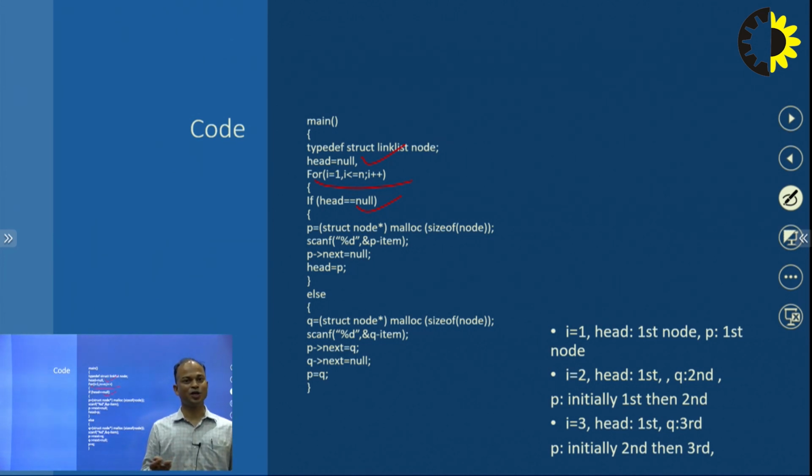So initially head equals to null, the linked list is empty. So for i equals to 1, our condition will be true, and for i equals to 2 onwards, this head equals to null will be false. At i equals to 1, this condition is satisfied, so we are trying to create the first node. So p equals to struct malloc sizeof node. In this way, we are creating node 1.